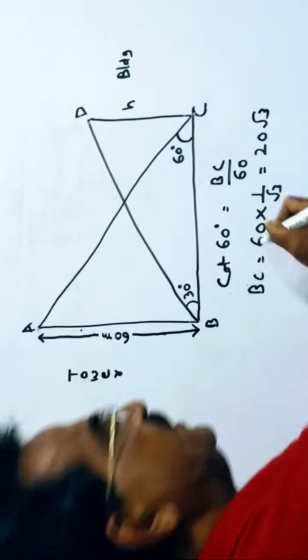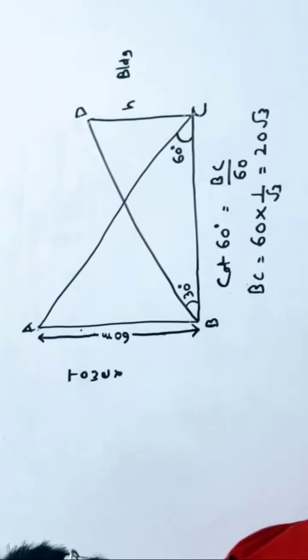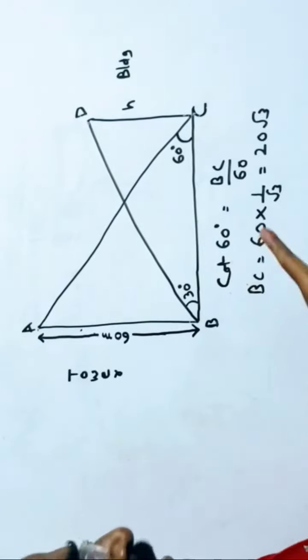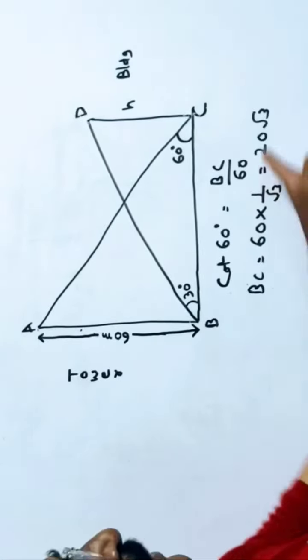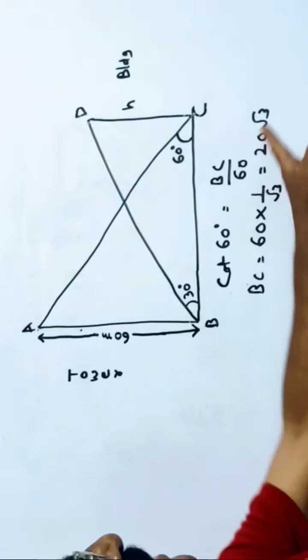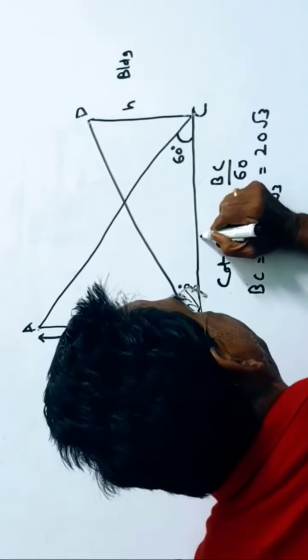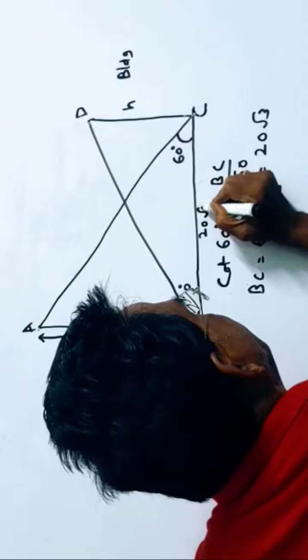Friends, 60 means 20 into root 3 into root 3. One root 3 gets cancelled, so 20 root 3 remains. BC is equal to 20 root 3.